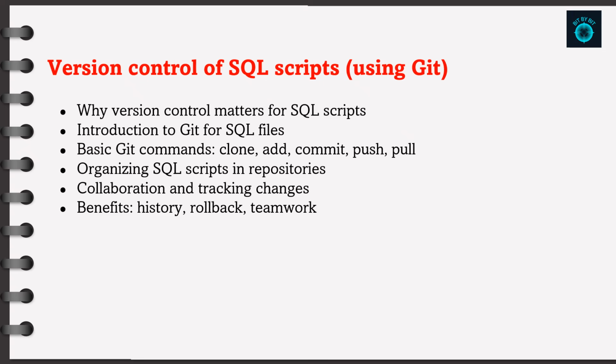Basic Git commands you should know include clone to copy a repository to your local machine, add to stage changes, commit to save changes with a message, push to upload your changes to a remote server, and pull to get the latest updates from others. Organizing your SQL scripts in Git repositories allows you to keep them structured and accessible. Using Git also makes collaboration easier because multiple developers can work on the same scripts without overwriting each other's work. Version control gives you history of your work, allows you to roll back to previous versions, and improves teamwork and code quality.